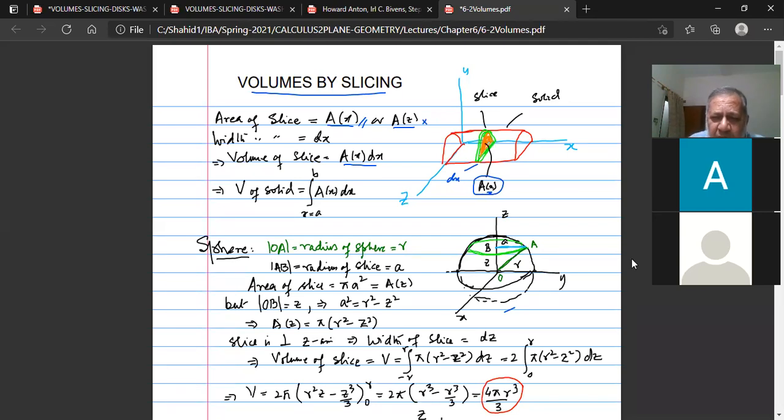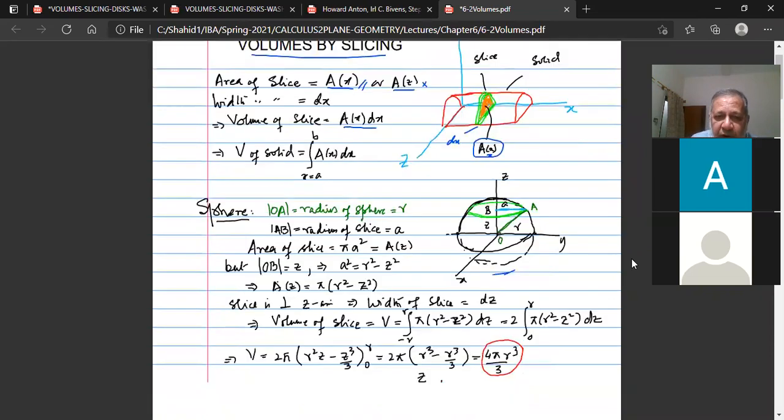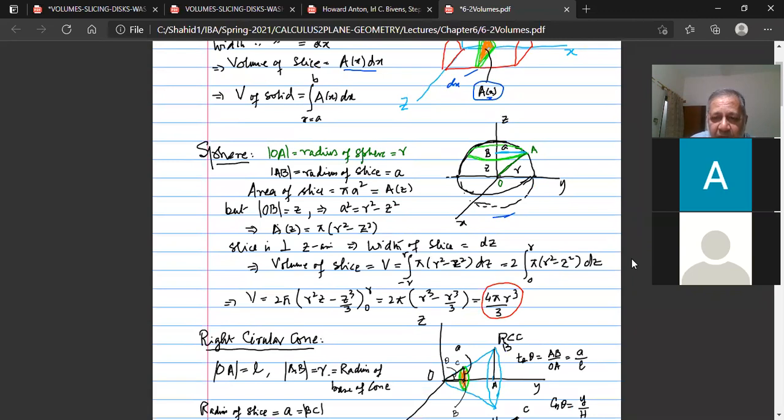Anyways, I was talking about how I consider a sphere. Half of the sphere is above the xy plane, half is below the xy plane. My objective is to find the volume of the sphere. We already know that the volume of a sphere is 4 pi by 3 radius cubed. But we want to demonstrate how I can derive this formula through slicing.